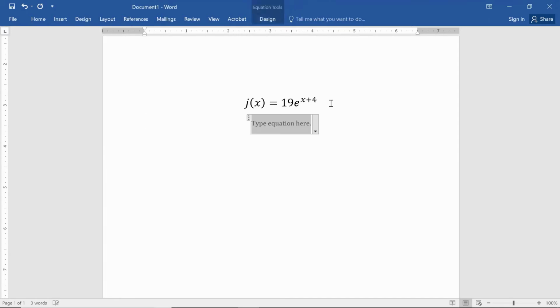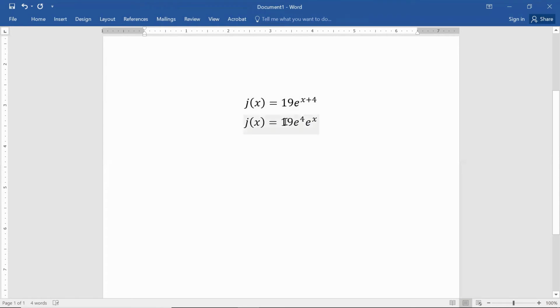Now, j of x needs a little bit of rewriting before we go. We have this interesting e to the x plus 4. So I'm going to rewrite this as 19 e to the, well, e to the x plus 4 can be broken down into e to the 4th times e to the x. What we're using here is a rule of multiplication with the same base. So if my base here is e and my exponent is 4, my base here is e, exponent is x. When you multiply that, you get e to the x plus 4.